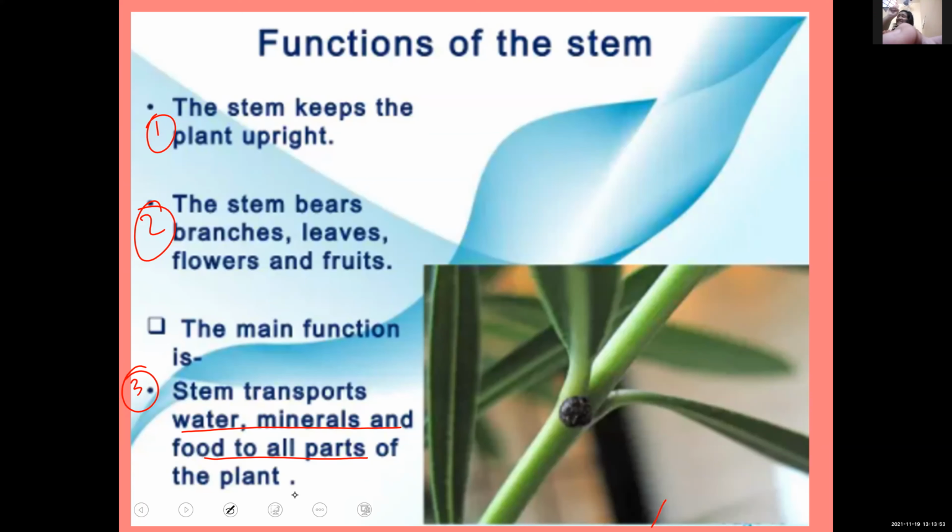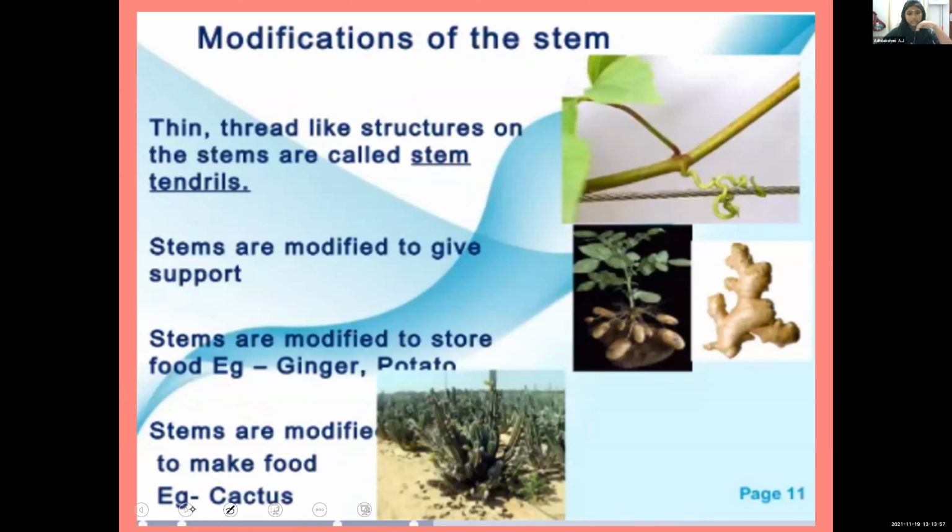Okay, children, shall we change now? Yes, ma'am. You can change. Now we are moving on to the next part, modification of the stem.